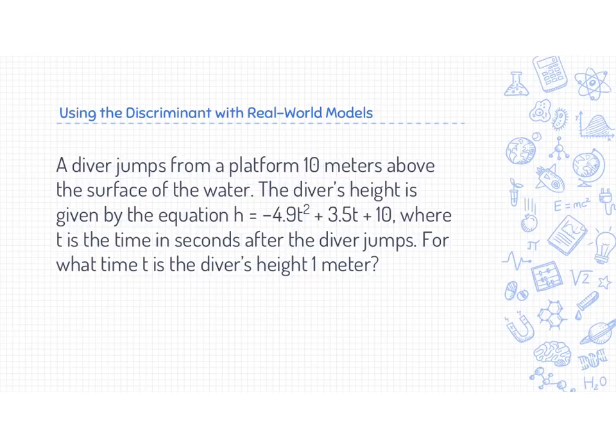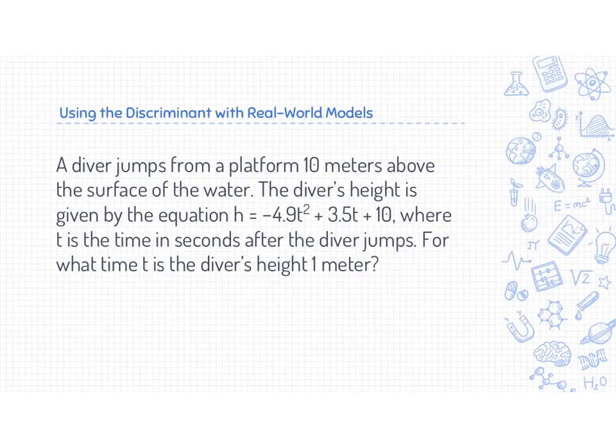Alright, so using the discriminant with real world models. And so what we're going to do here is we have a diver who jumps from a platform 10 meters above the surface of the water. The diver's height is given by the equation h equals negative 4.9 t squared plus 3.5 t plus 10, where t is the time in seconds after the diver jumps. For what time t is the diver's height 1 meter?